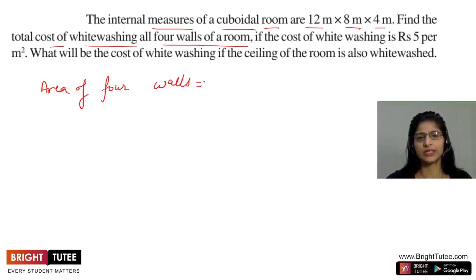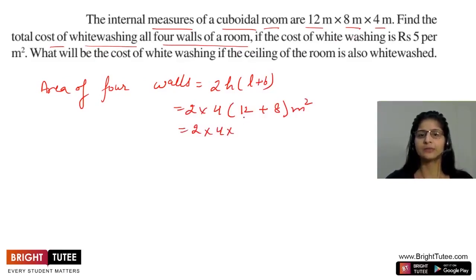Area of 4 walls, what is the formula? 2 into h into (l plus b). So 2 into h, here h is 4 and l is 12, b is 8 meter. So 2 into 4 into (12 plus 8, which is 20) square meter. So 2 4s are 8, 8 2s are 16, 160 square meter we get.